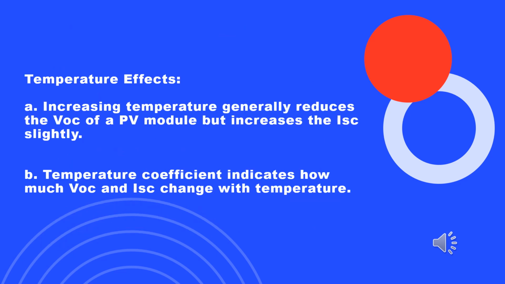Temperature effects. Increasing temperature generally reduces the VOC of a PV module but increases the I short circuit slightly. Temperature coefficient indicates how much VOC and ISC change with temperature.